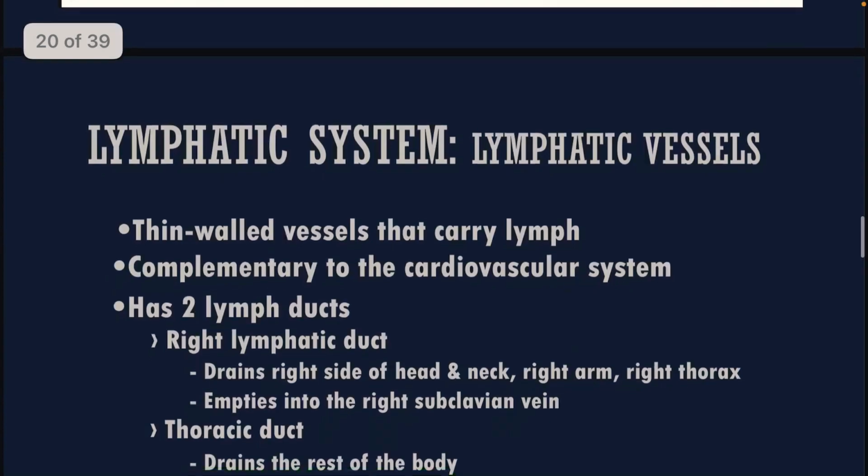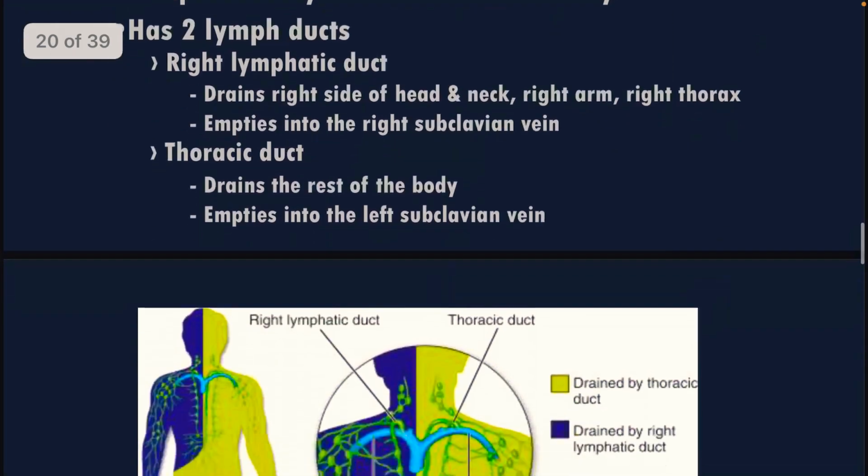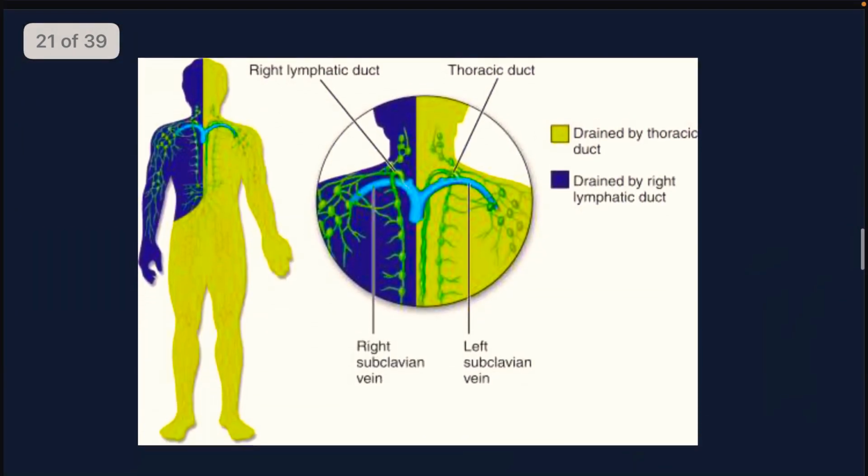So lymphatic system part, lymphatic vessels. Lymphatic vessels are thin-walled vessels that carry lymph, complementary to the cardiovascular system, and have two lymph ducts. The right lymphatic duct drains the right side of the head and neck, right arm, and right thorax, and empties into the right subclavian vein. The thoracic duct drains the rest of the body and empties into the left subclavian vein. So this is the illustration of the ducts.